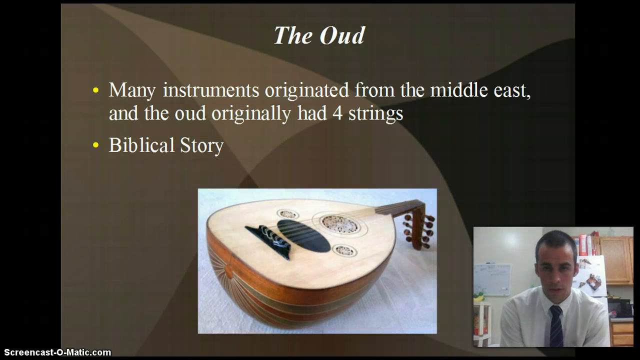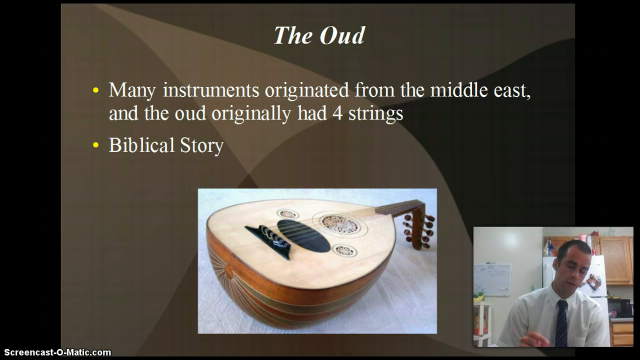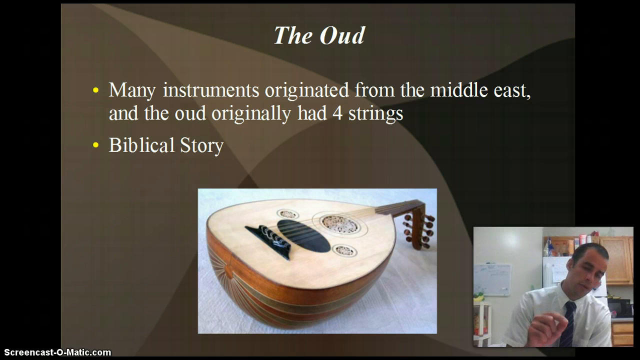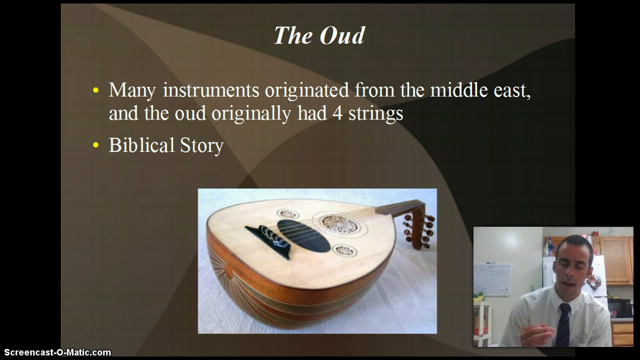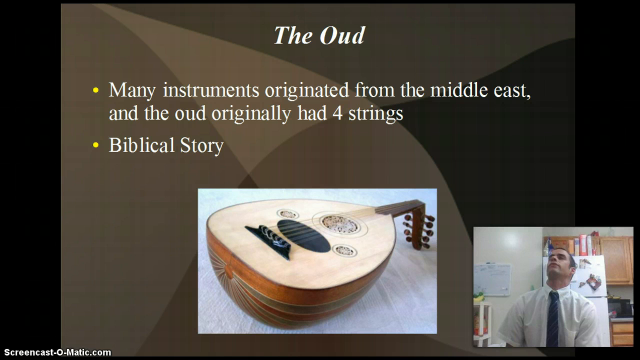Many instruments originated from the Middle East, and the oud originally had 4 strings, but it has 6 strings now. Interesting. It has dual string on each head, so it has a little bit of extra melodic tune to it. The biblical story goes that the fourth generation son of Adam, his name was Lamech, had a son who died. And so to mourn for his death, he hung himself from a tree.